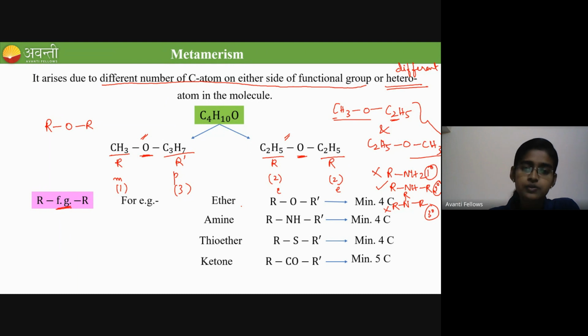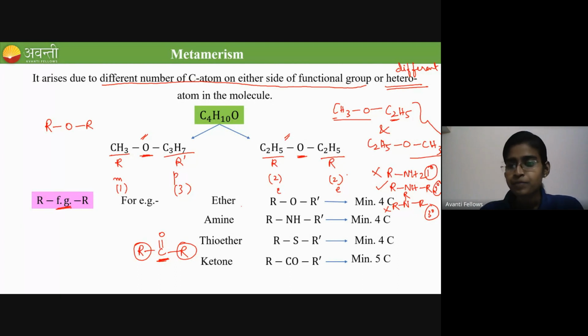And the last one is ketone. Ketone is an example of a symmetrical functional system, right? So RCOR is symmetrical. Here, a ketone requires a minimum of 5 carbons. Why? Already 1 is there in the carbonyl carbon. So the alkyl groups should contain at least 4, and then 4 plus 1 becomes 5. So for ketone, a minimum of 5 carbons is needed to draw the metamer, and for the other systems, a minimum of 4 carbons is required. Got it? These are some of the examples where metamerism would exist.